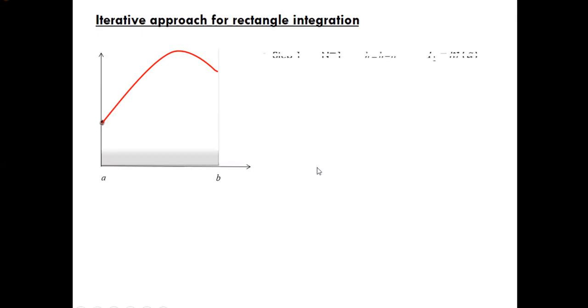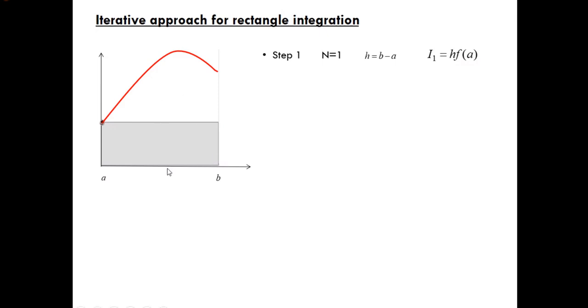The idea is this: in the first step, we have these 2 points A and B. Then we have one rectangle, so h is equal to b minus a. The approximation is I1 equals h f of a, if it's the left corner.